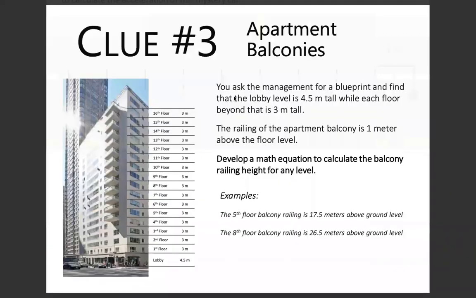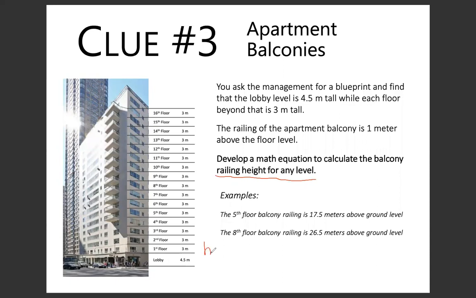Moving on to clue number 3. We learned that the lobby is 4.5 meters tall, and then each floor after that is 3 meters tall. But there's a balcony railing of 1 meter. So we want to develop an equation to calculate the railing height for any level.